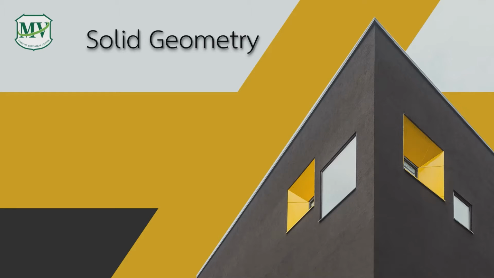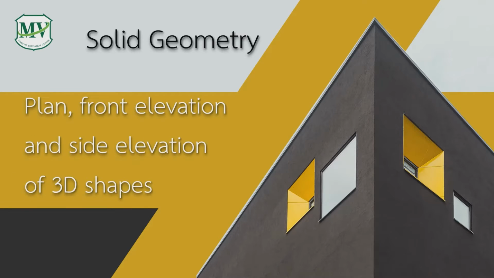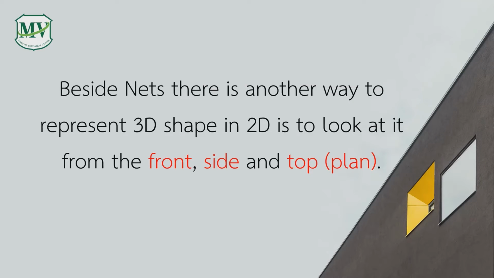Again, our topic is all about plan, front elevation, and side elevation of three-dimensional shapes. Besides nets, there is another way to represent a three-dimensional shape in two dimensions. It is to look at it from the front, side, and top.